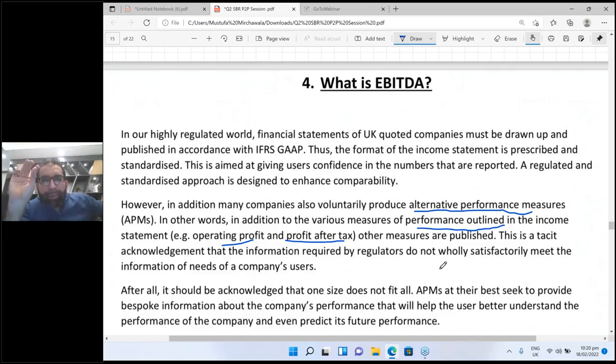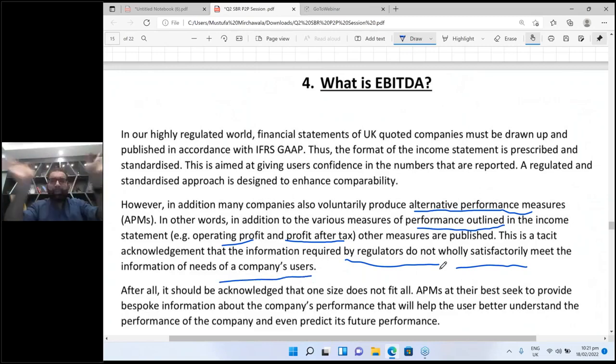Earnings before interest, tax, depreciation, amortization. Okay, so this is not given by IFRS. This is the normal practice of people. Now this is a tacit acknowledgement that the information required by the regulator does not wholly satisfactorily meet the information needs of a company's users. I just told you this.